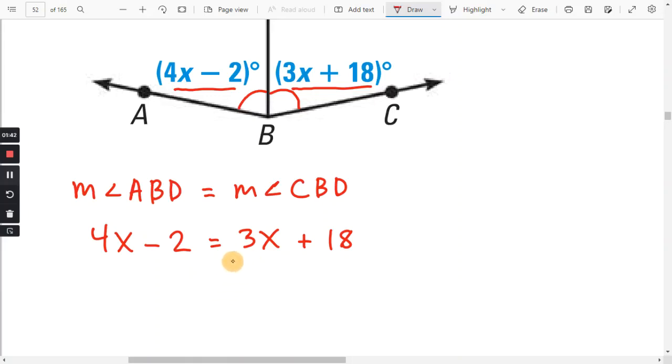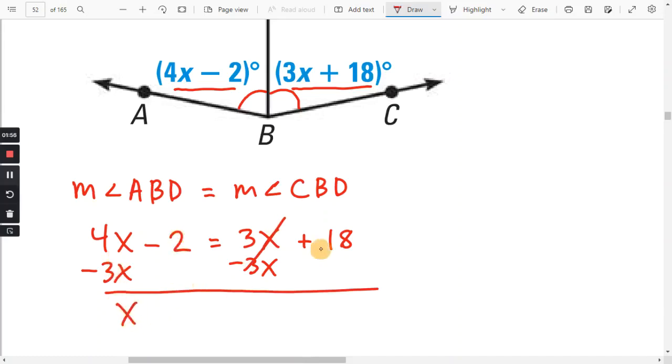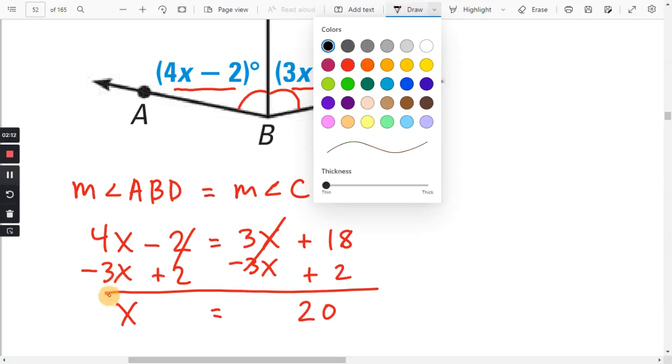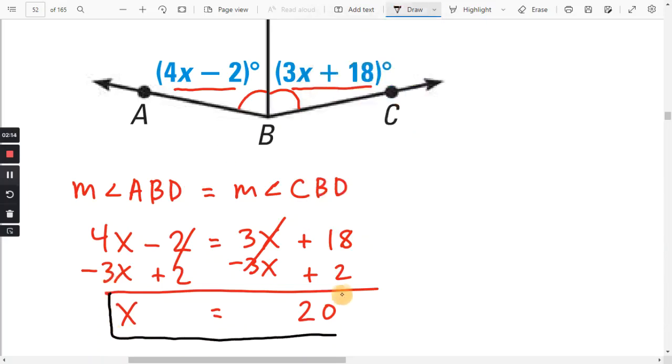Solving for x, we want x's on one side. So I'm going to subtract 3x. 3x minus 3x cancels. 4x minus 3x is x. And now I want the negative 2 on the other side. So I'm just going to do plus 2 to both sides. 2 minus 2 cancels. Bring down the equals, and 18 plus 2 is 20. So x is 20, but they want the measure of the whole thing. So we have to take that and plug it in.